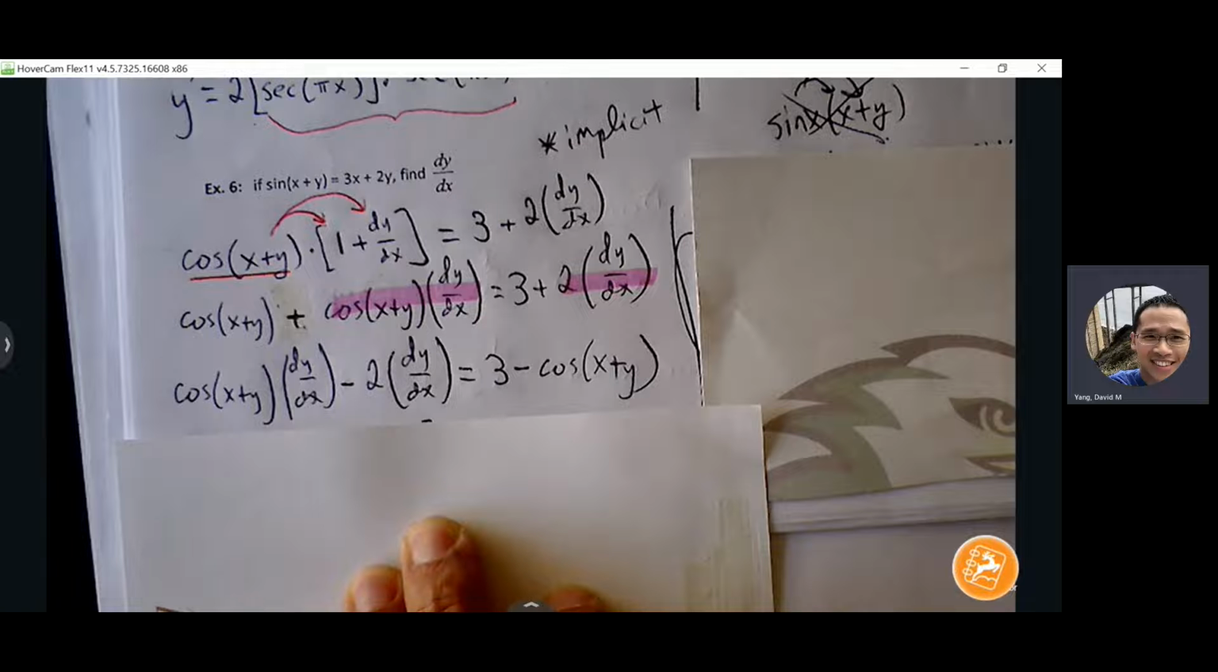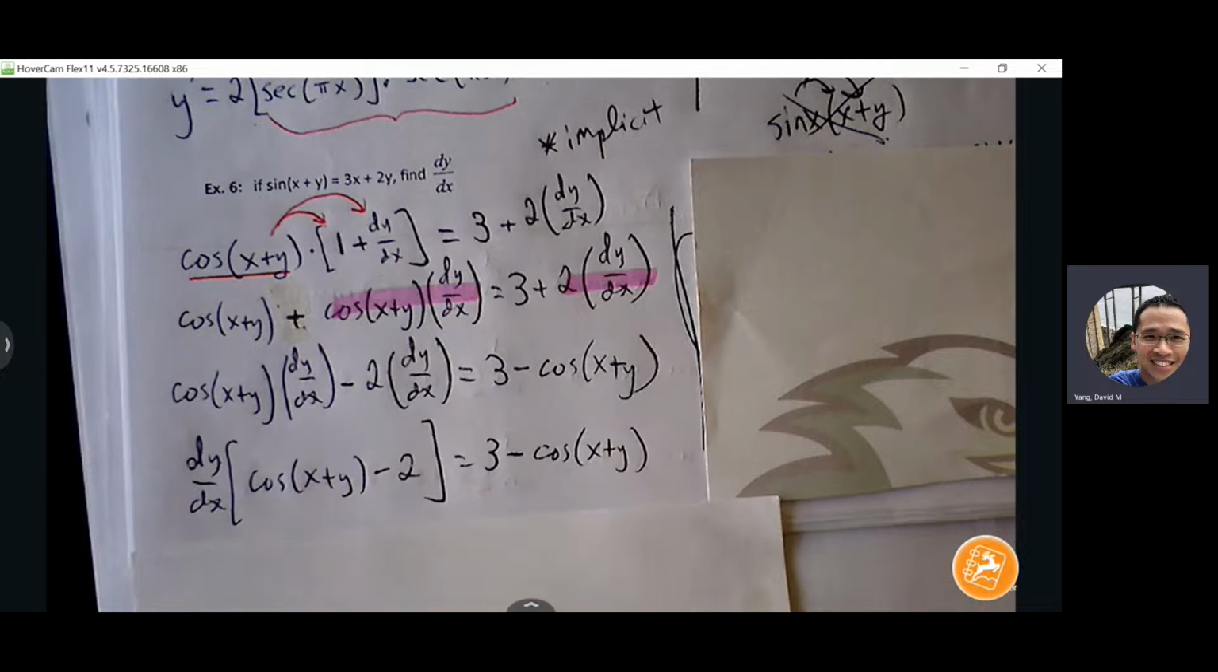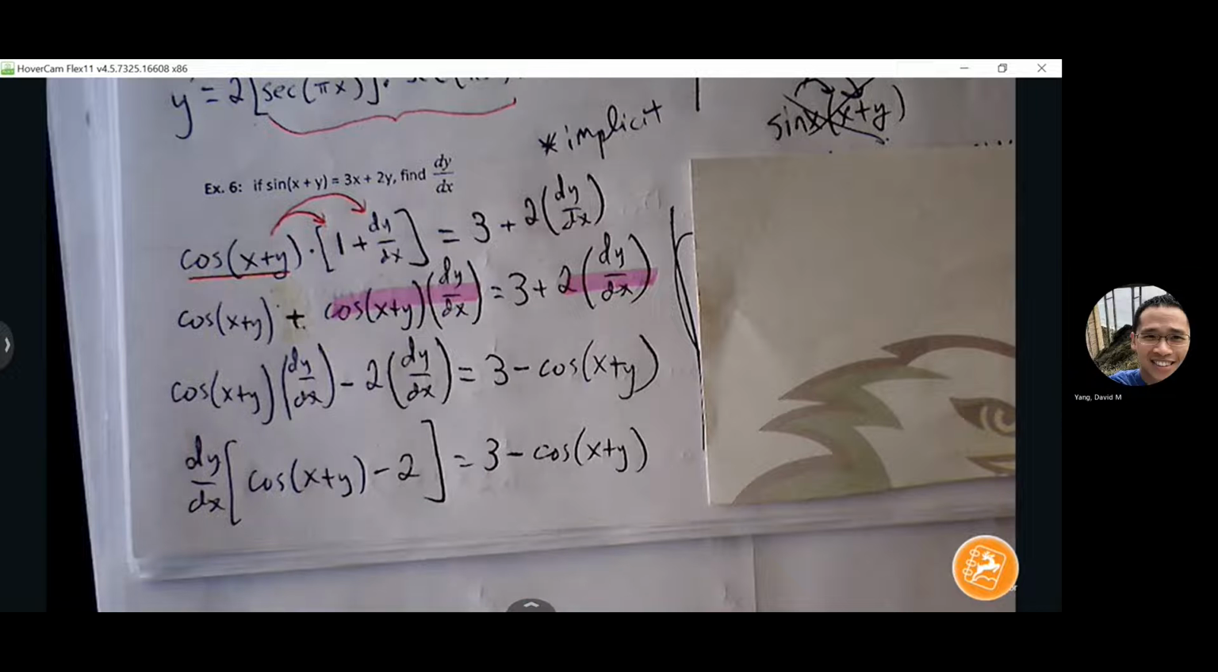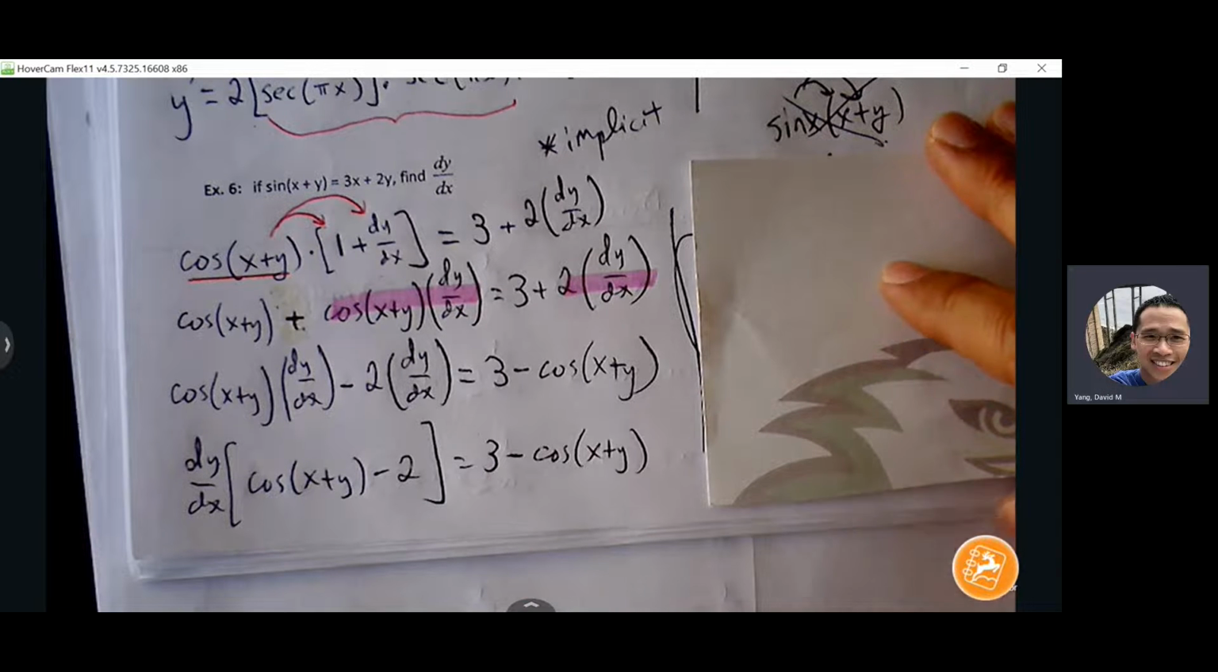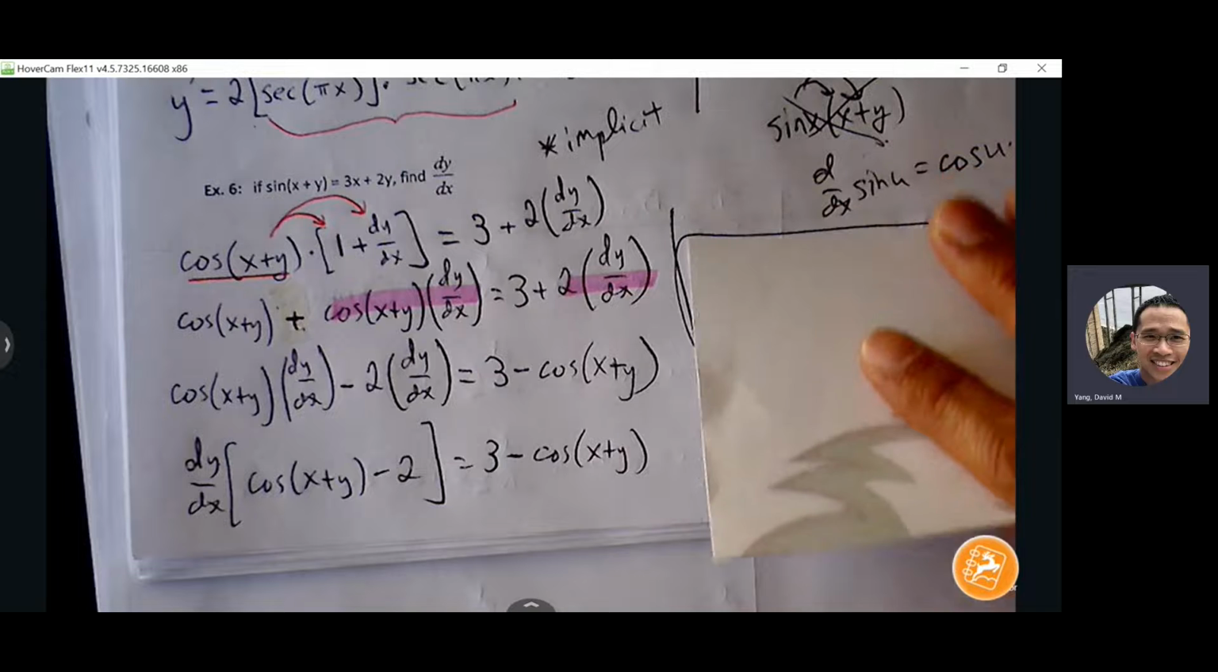All right, so cosine x plus y dy dx minus 2 dy dx, I can factor out the dy dx. Divide that over, divide the bracket over.